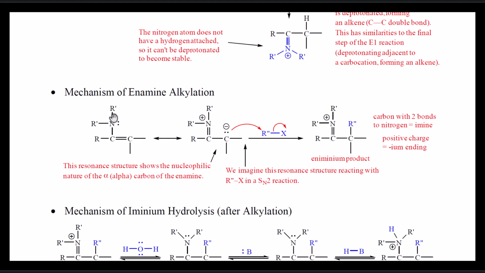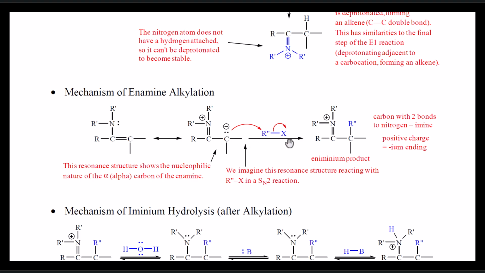We're going to start with the enamine that we formed in mechanism 1. The initial enamine structure does not look like it would act like a nucleophile on the alpha carbon. To see the nucleophile nature, what we need to do is draw the resonance structure of the enamine, which we get by pushing the pair of electrons from the nitrogen toward the adjacent carbon and pushing the pair of electrons from the double bond out onto the alpha carbon. In this resonance structure, we can see that this alpha carbon has a lone pair and a negative charge, so it would act like a nucleophile.